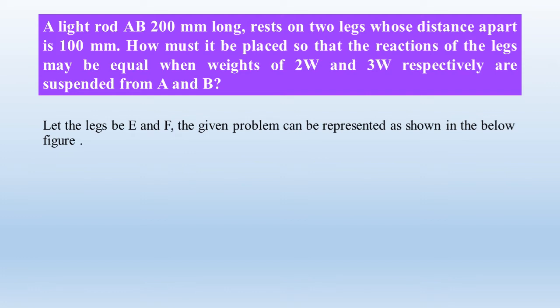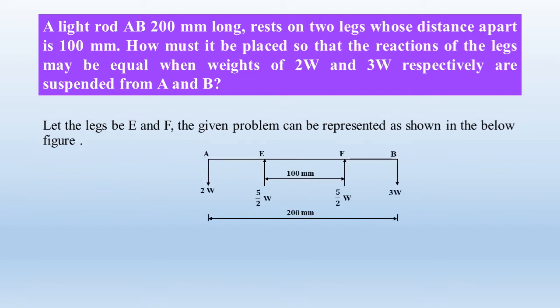Let the legs be E and F. The given problem can be represented as shown in the below figure. E and F are two legs. AB is the length of the rod. At the point A, 2W load is acting downwards. At the point B, 3W load is acting.